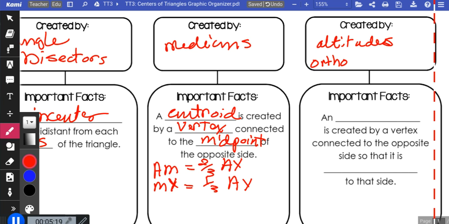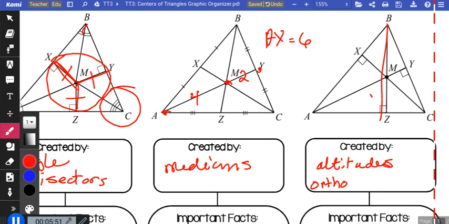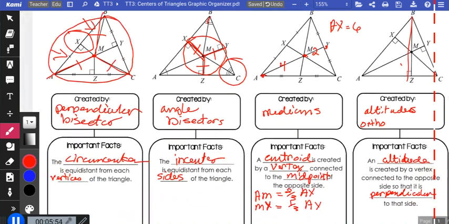So an altitude is created by a vertex and the opposite side. Altitude is created by a vertex connected to the opposite side so that it's perpendicular to that side. Okay, so those are our 4 measures of center.